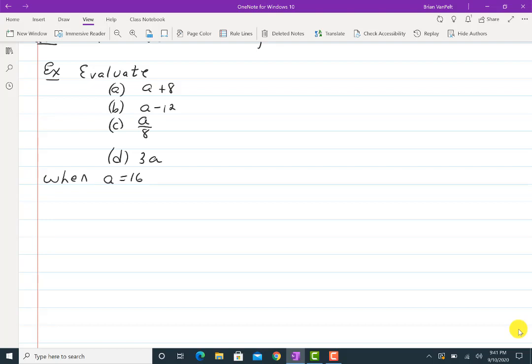So if we look at part A, here's what I'm going to do. Now that I know the value for A, I'm going to substitute that into the expression. So A plus 8 is equal to 16 plus 8, because I know that A is 16. And that's 24. So each of these you're going to get a number. For part B, we're asked to do A minus 12. Once again, I'll replace A with 16. 16 minus 12 equals 4.